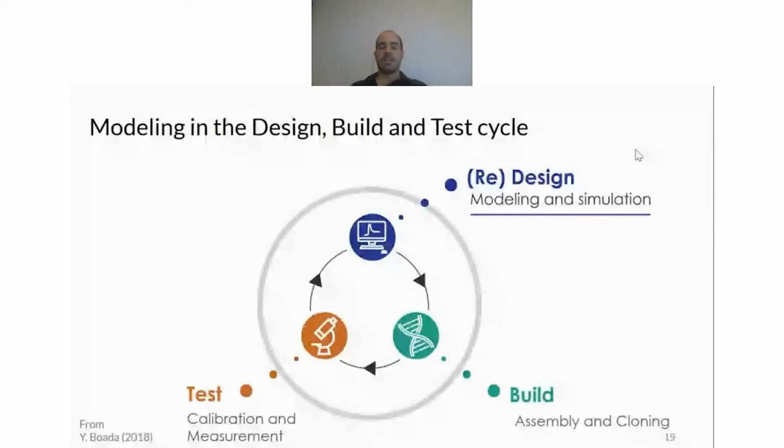Yesterday we had the seminar from the measurement committee also on assembly and cloning a little bit. And then once you have your circuit built, after having some calibrations, you can measure and test your system to see how it works. And then, as this is a cycle, if it didn't work like you were expecting, you can go back, redesign, and go again.